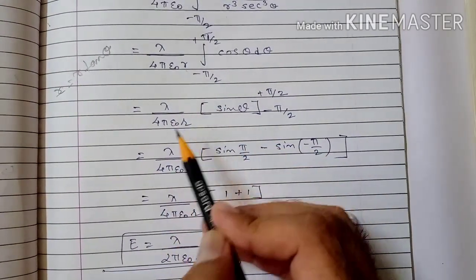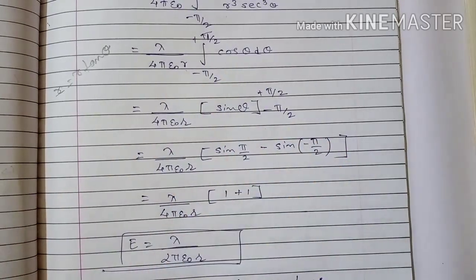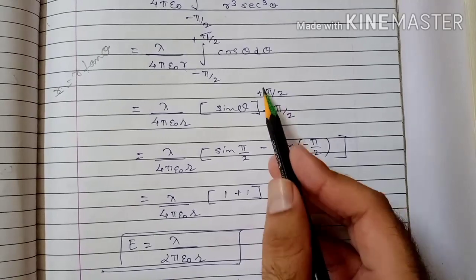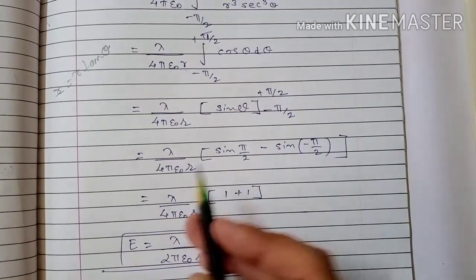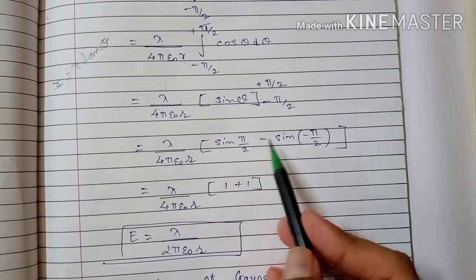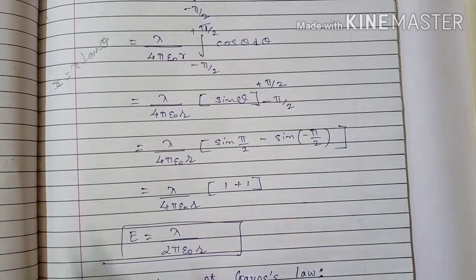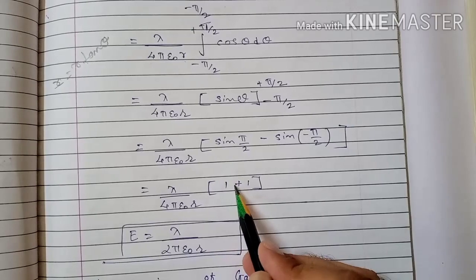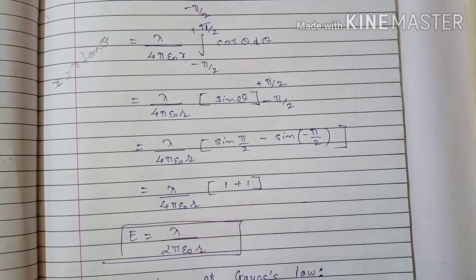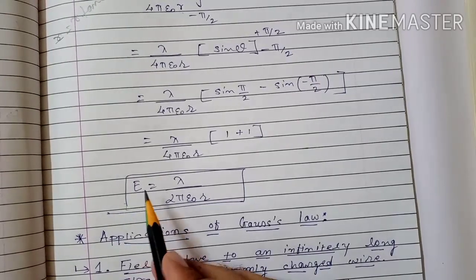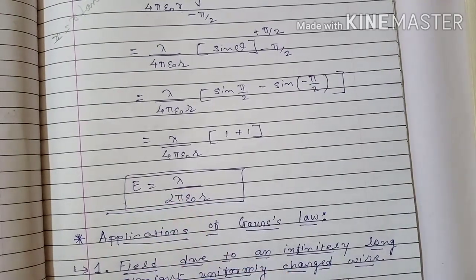Lambda upon 4 pi epsilon naught r as it is, the integration of cos theta is sin theta, and the limit is from minus pi by 2 to plus pi by 2. Lambda upon 4 pi epsilon naught r as it is, sin pi by 2 minus sin of minus pi by 2. But we know sin of minus theta is equal to minus sin theta, minus minus plus. So sin pi by 2 is 1, plus 1 is 2, 2 into 2 is 4. So the answer of this problem is E is equal to lambda upon 2 pi epsilon naught r.